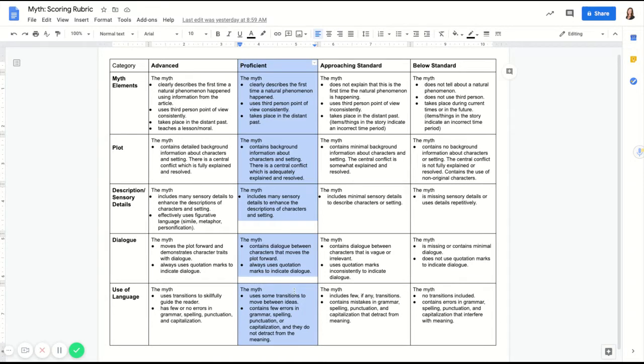We said that this is what we are aiming for, and this would be a grade of an A. We said the advanced column is extra credit. That is if you choose to go above and beyond proficient.